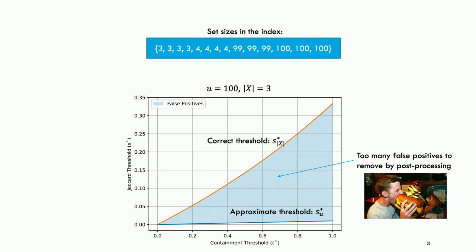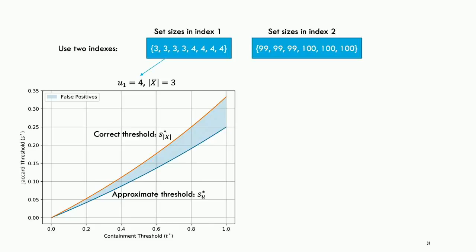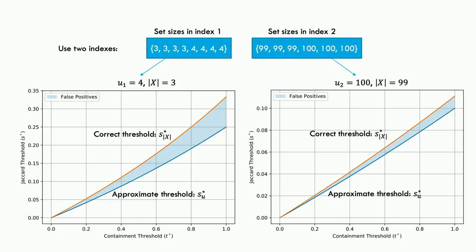So how can we fix that? A simple trick is to have separate indexes, one for the small sets and one for the large sets. For the small sets, the upper bound is much smaller, now it's 4. So the area for the false positive is much smaller, and the same for the large sets as well. The approach of using separate indexes essentially inspires us to develop a new solution for reducing the false positives instead of using brute force.